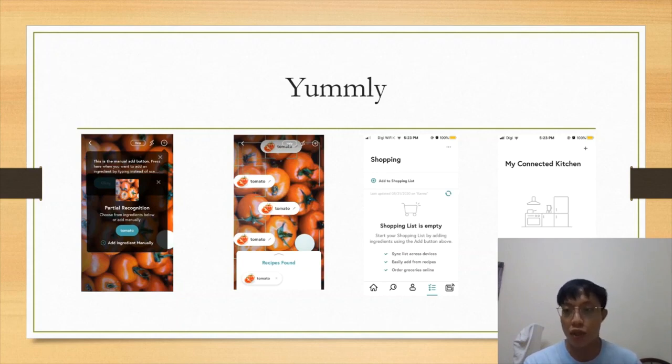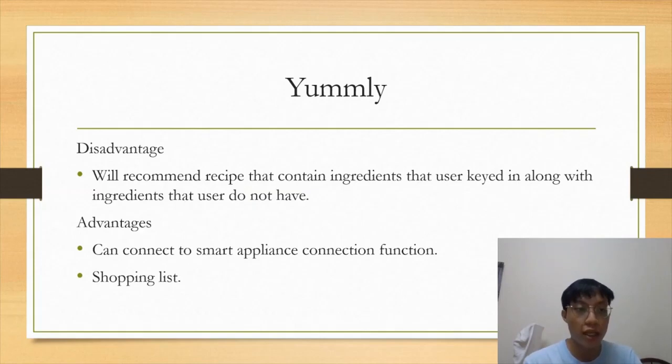The third one is Yumly. Yumly is one of the more sophisticated apps because it can not only identify veggies through pictures, it can also connect to your smart kitchen appliances, and generate and create a shopping list. It has one disadvantage, which is that it will recommend recipes that contain ingredients that the user keyed in along with ingredients that the user does not have. But it has two advantages. It can connect to smart appliances as I mentioned just now, and it can create a shopping list.